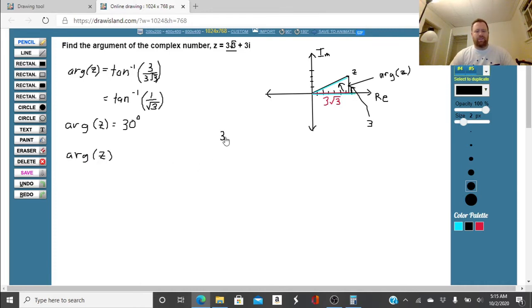So we're going to do 30 times pi over 180. These are degrees. Okay, so cancel this out right at 1, cancel this out right at 6. So it becomes pi over 6 radians. So that's another way to write the argument, as pi over 6 radians.